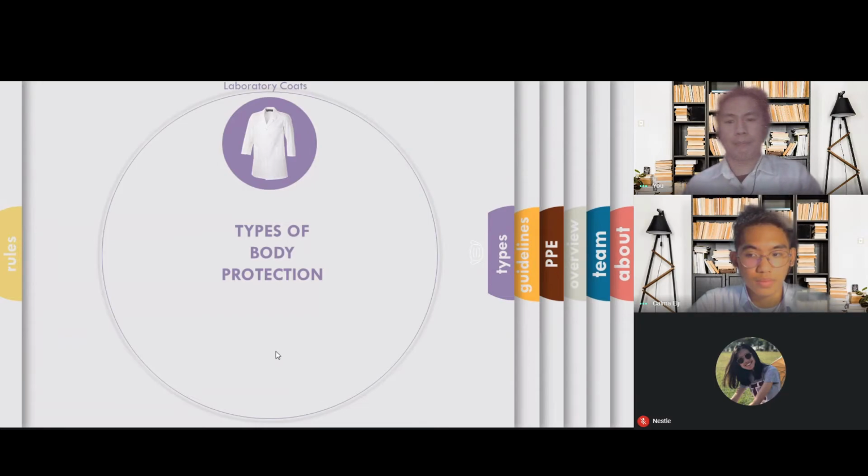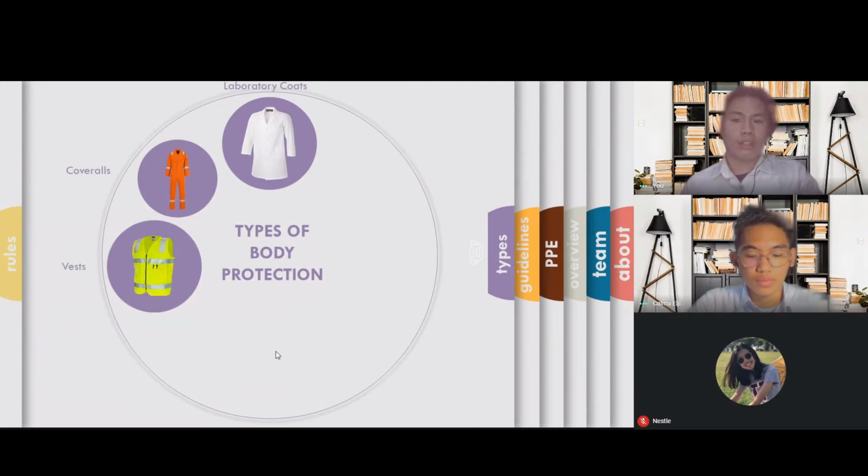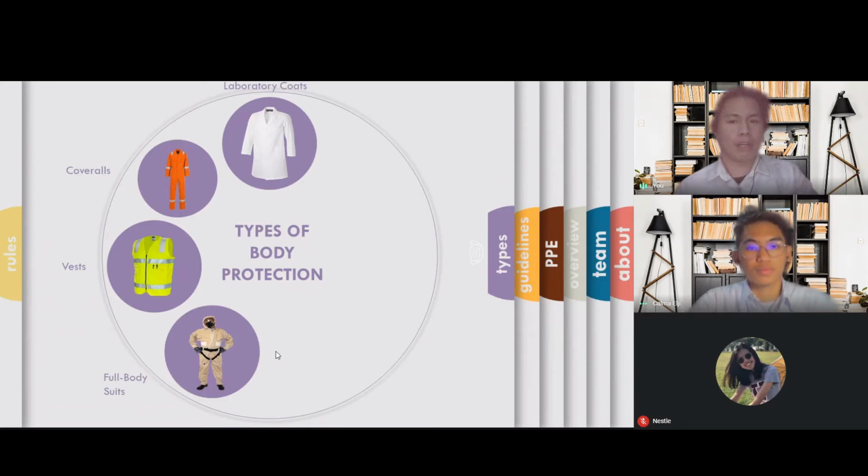For the next type is coveralls. Ito ay all-around body full suits for safety. Next type is vest. Ito ay ginagamit sa mga hold-on areas, most especially highways and for some electricals. For the next type, ang full body suits. Ginagamit naman ang full body suits most likely sa mga hospital with infectious disease, and also it works as a coverall for the user.